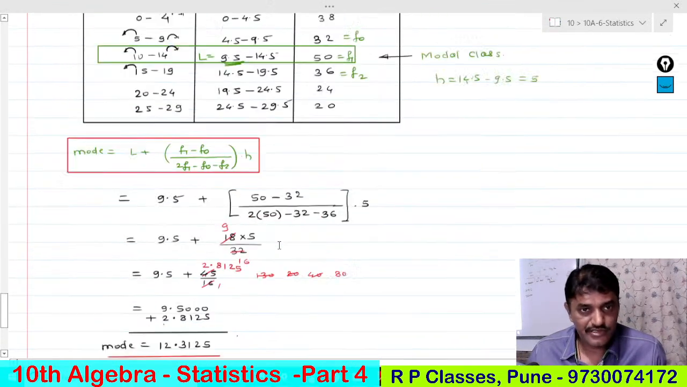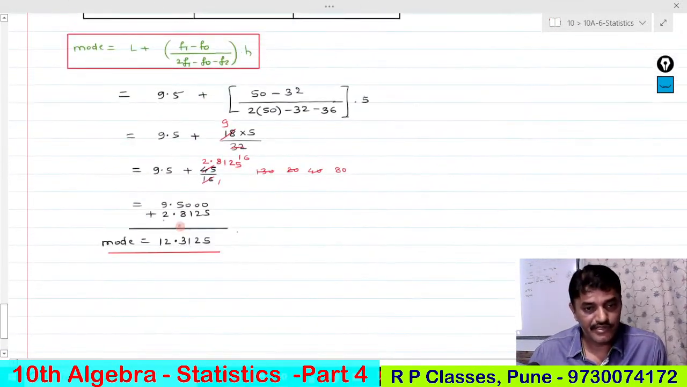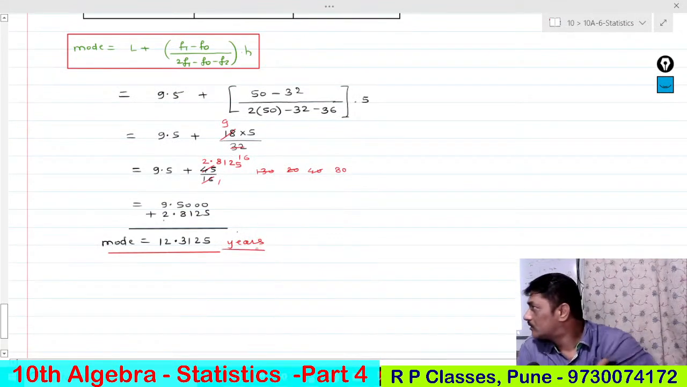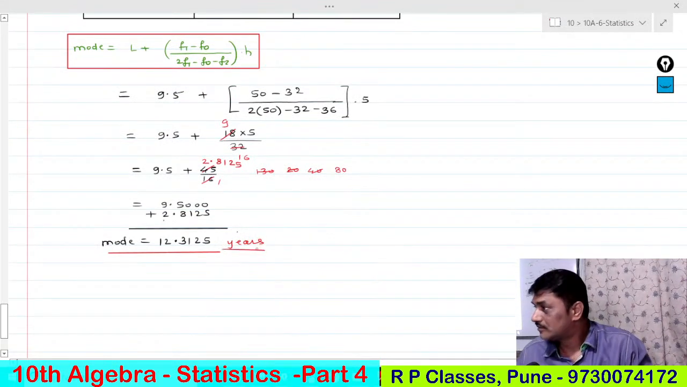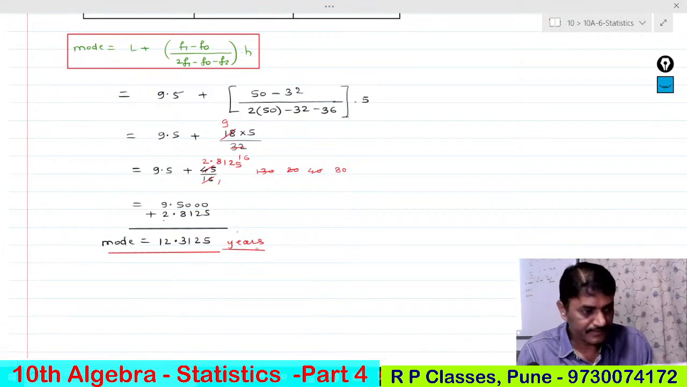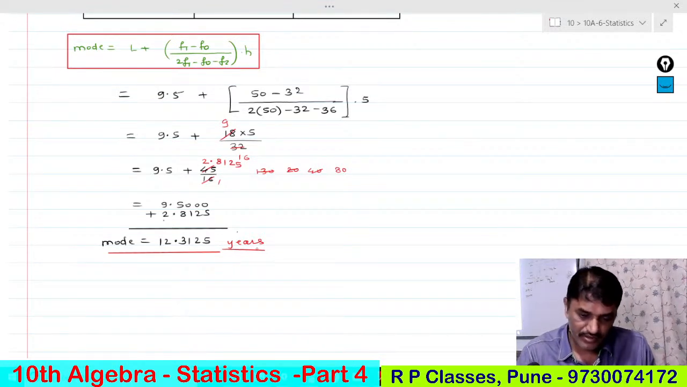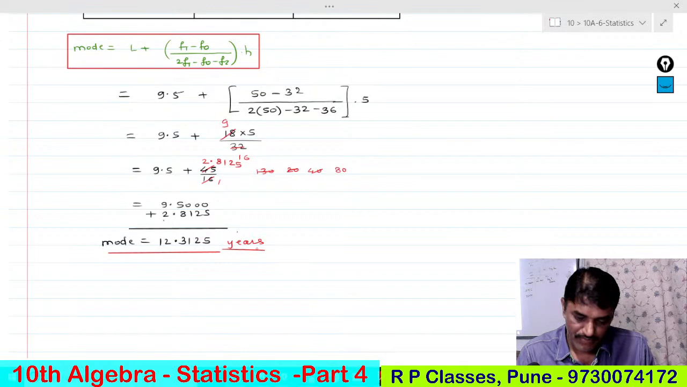So years, this is in ages. So these many years. Is that clear? So that finishes this exercise. Let's see the next part. So this was about the mean, median and mode, which is done. Now I go for the pictorial representation of data.